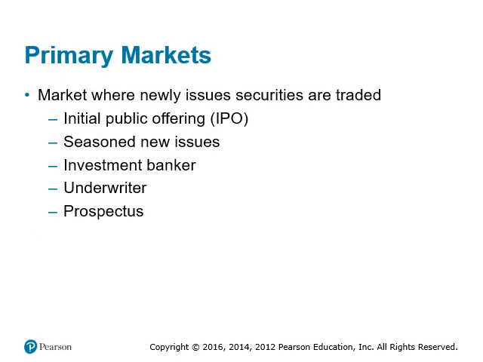The primary market is the market where newly issued securities are traded, like the initial public offering I mentioned earlier. We also have the seasoned new issues. A seasoned new issue is an issue of an additional security from an established company whose securities are already traded in the secondary market. They are already in the market, but they want to add more. They want to sell more securities. So that is the seasoned issue. We also have the investment banker.